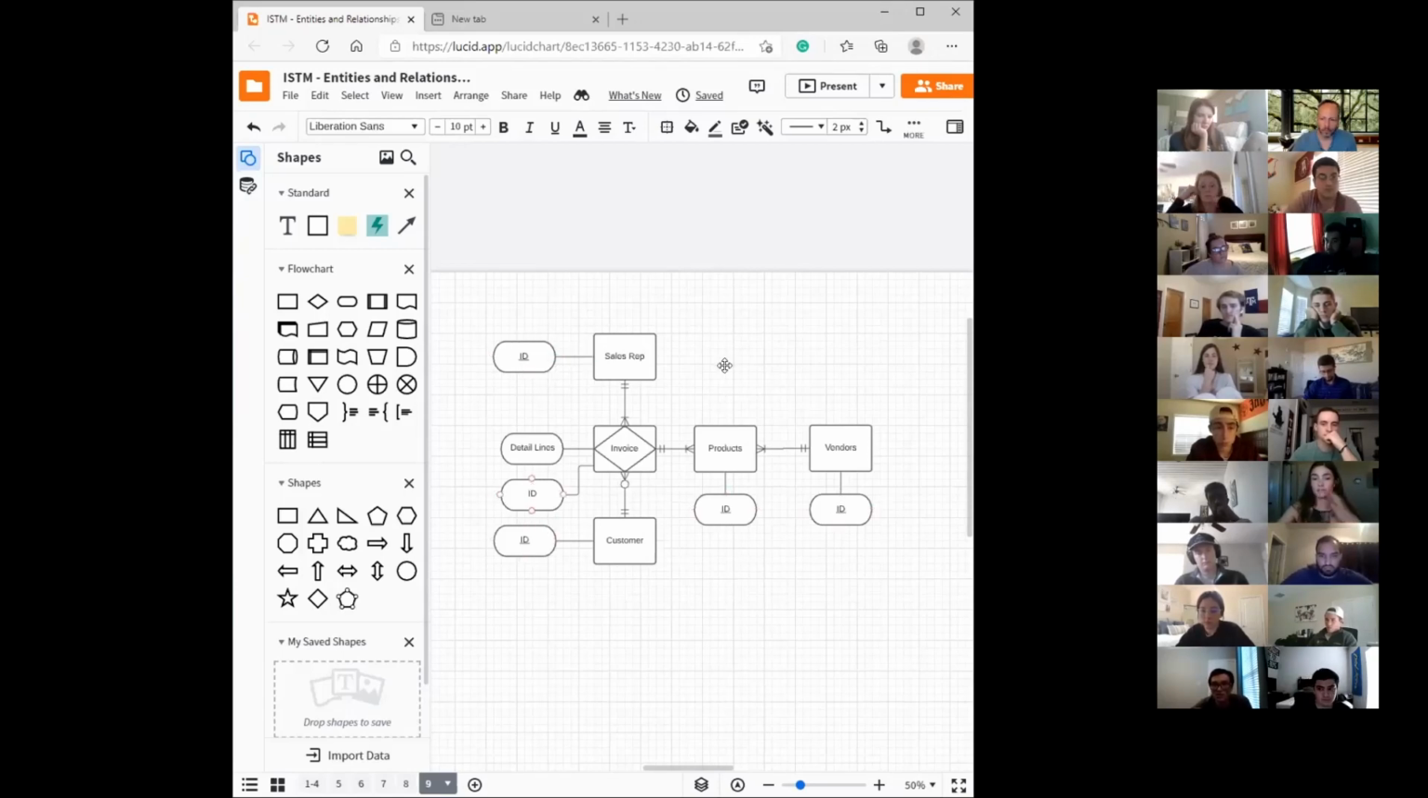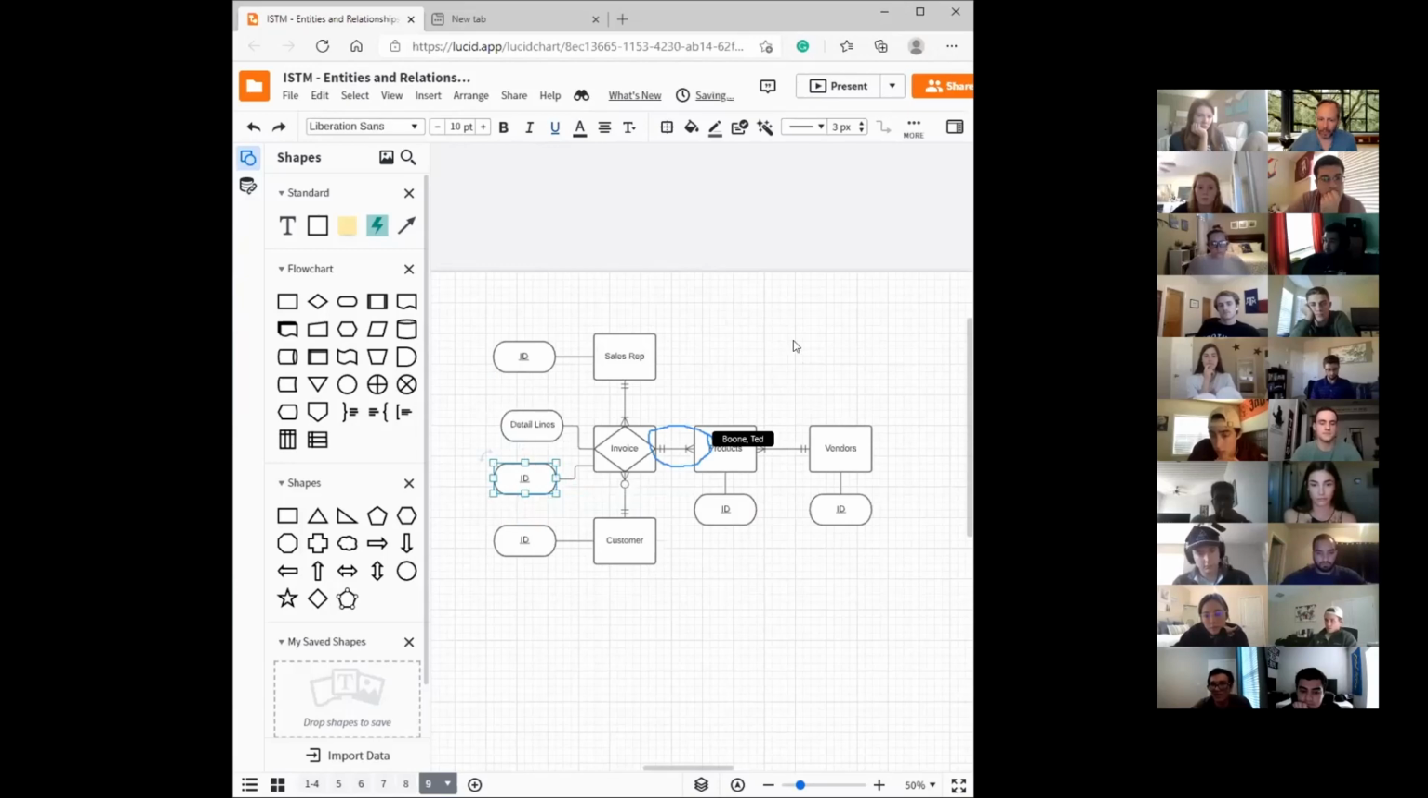Oh, that should also be underlined. Okay, so I've got a couple of questions about this one, and I'll have the peanut gallery share with me what we think. The first one I'm a little concerned about is this. Why am I concerned about that? Anyone? A product can be on multiple invoices.